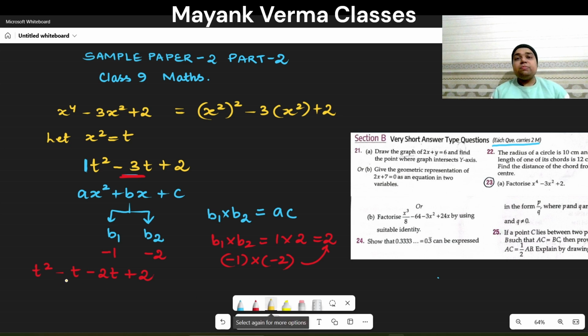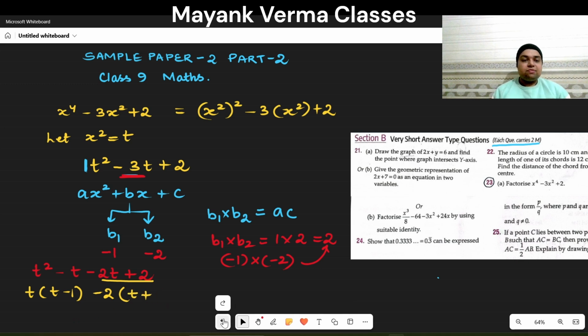So we are able to split the middle term. Now I will take t common: t minus 1, and minus 2 common from these two terms. I will get t plus 1. Sorry, it will be minus 1 again, because minus times minus will make it plus. So now I can take t minus 1 common out of it, I will get t minus 2. So t minus 1 times t minus 2 will be the answer.